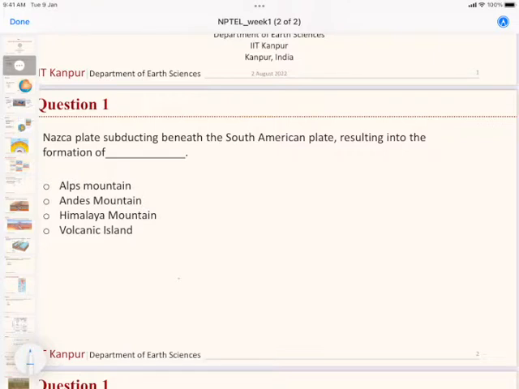Now we have two plates, the Nazca plate and the South American plate. The question is what type of plate these are. Can anybody tell what the Nazca plate is? Is it an oceanic plate or a continental plate? I hope you all are there, right?